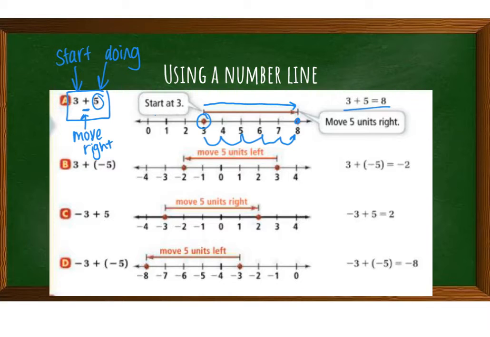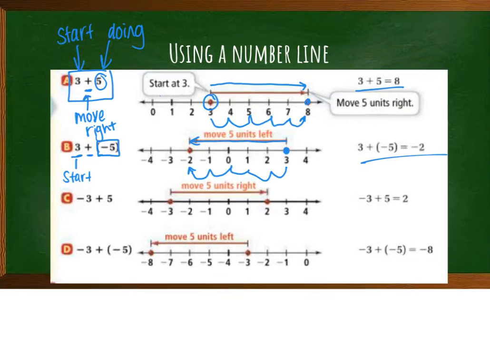Oh, there we go. Okay, so we have 3 plus negative 5. So our 3 is our start. So let's start at 3. And what we are doing is we are adding, so we're moving to the right, but we've got a negative. So we are moving to the right a negative amount, so we're actually moving to the left, okay? So we're moving to the left 1, 2, 3, 4, 5, we end up at negative 2.